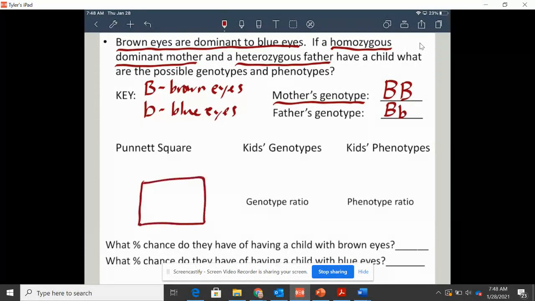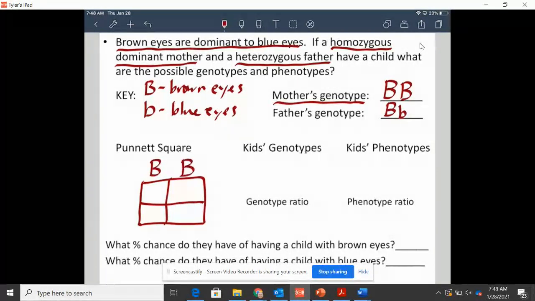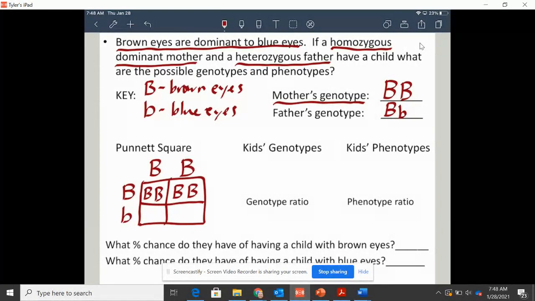So once I know my parents' genotypes, I can do my Punnett square. Come down here, draw my little window. I'm going to put 1 parent across the top. Let's go mom here, and 1 parent down the side, okay? In this first box, I'm going to get 2 capital B's. Second box, also 2 capital B's. In the third box, I'm going to get a capital B and a lowercase b. And this fourth one, I'm going to get a capital B and a lowercase b.